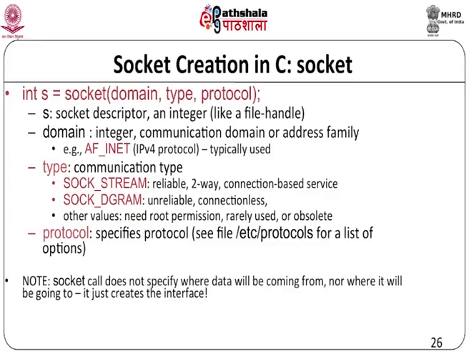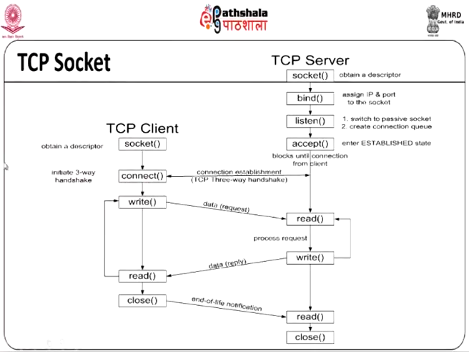The socket call basically tells you that there is an interface through which you can access the network. It still does not tell you where the data will be coming from. To do that we need to understand how the socket functions are handled at both the client side and the server side. So let us quickly look at what happens on the client side and server side for a TCP socket and similarly for a UDP socket.